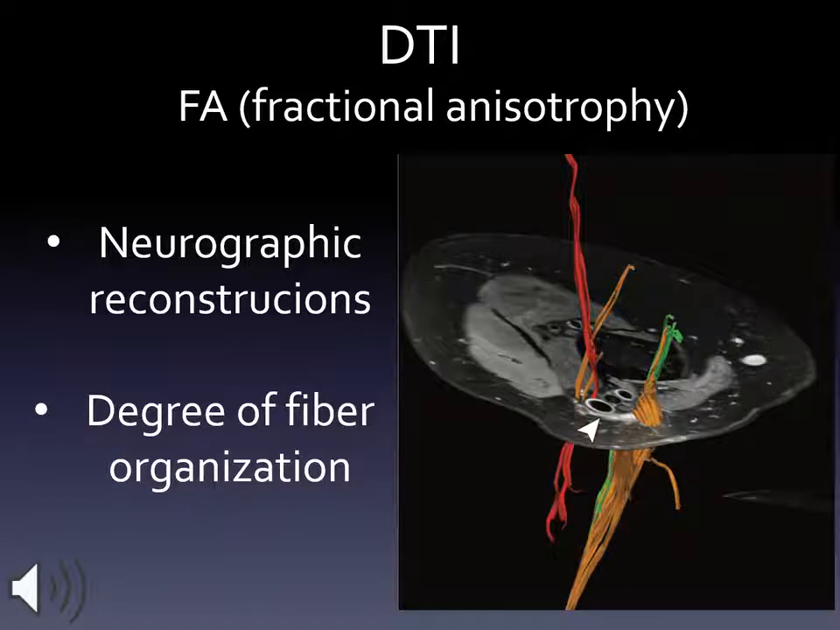DTI also provides quantitative information through several biomarkers, such as fractional anisotropy and radial diffusivity. Fractional anisotropy is the most important parameter derived from DTI and enables neurographic reconstructions. Fractional anisotropy is a sensitive parameter and indicates the degree of fiber organization.